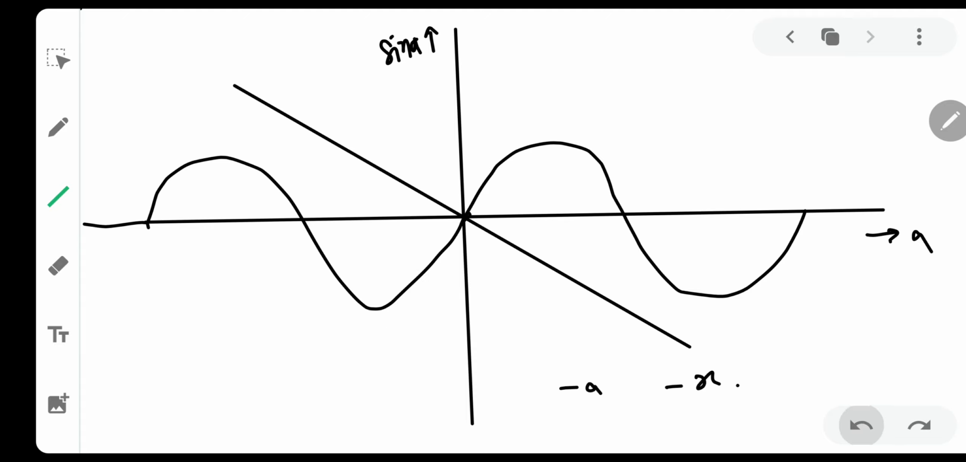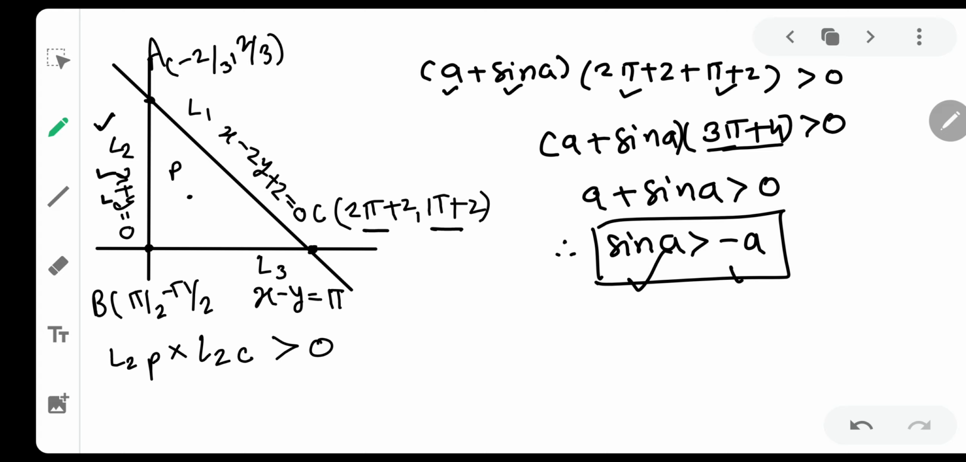But it is not a plus x graph. It is a minus x, means minus A graph. So this is our graph. I will also write it down so that you have a better understanding. This is sin A and this is minus A. Okay, now the question says that sin A should be greater than minus A.